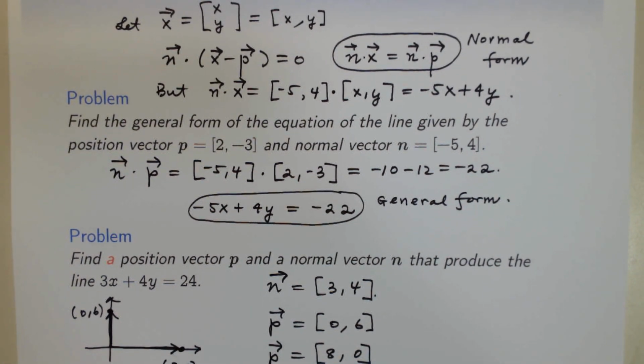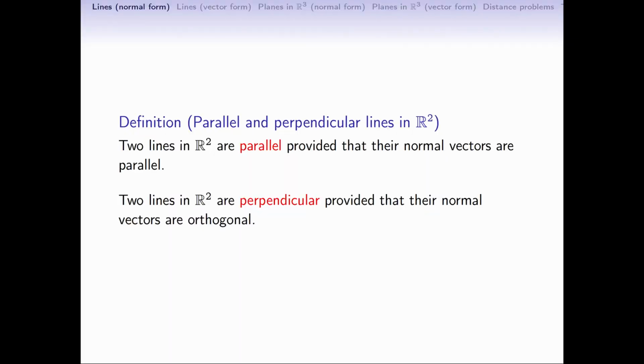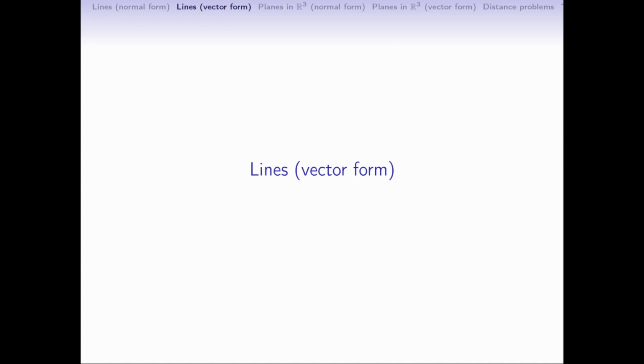Let's go back to the class notes. We say that two lines in the plane are parallel, provided that their normal vectors are parallel. And we say that two lines in the plane are perpendicular, provided that their normal vectors are orthogonal. Now that draws a conclusion to our discussion of lines in the normal form.